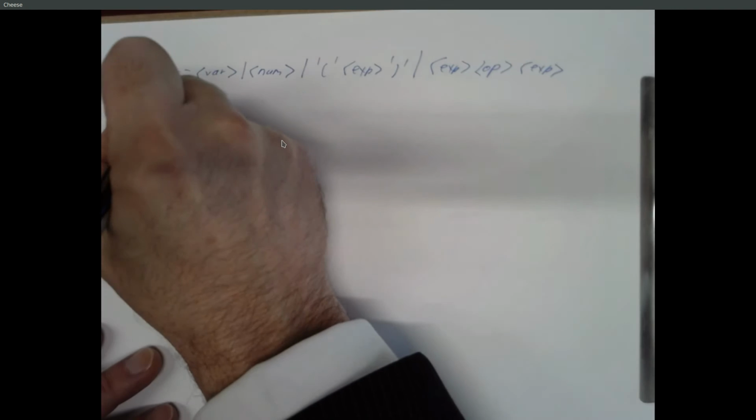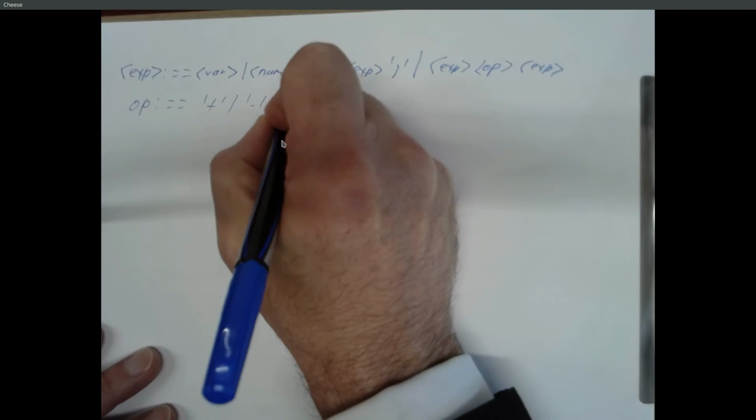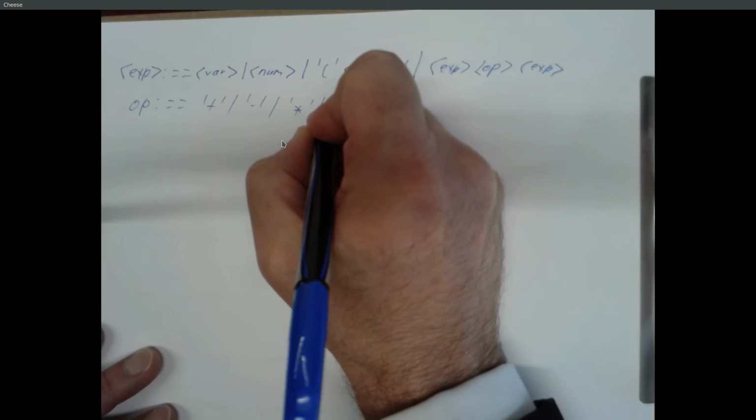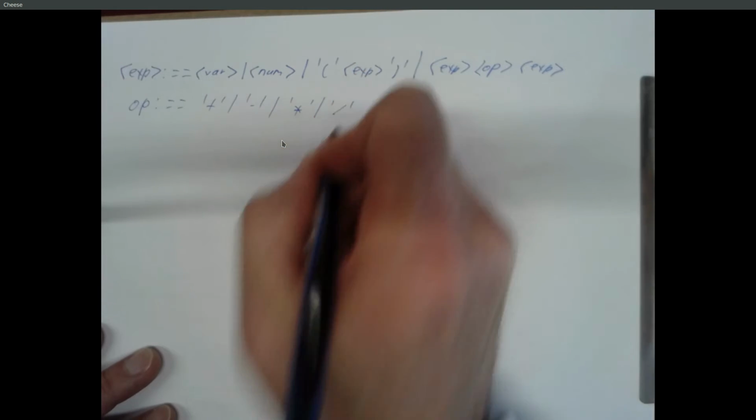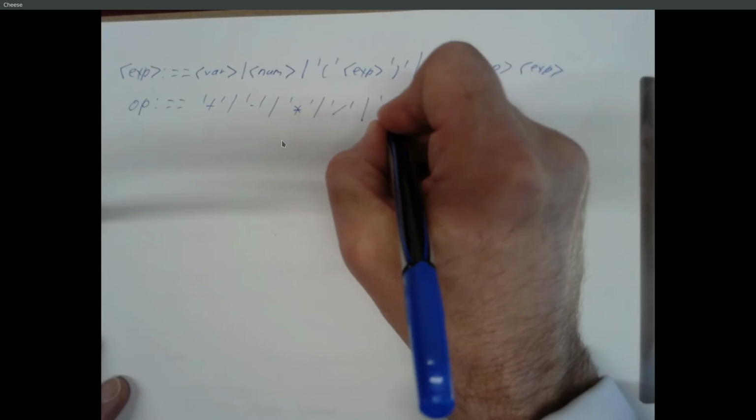And an operator is a plus or a minus or a times or a divide. Or mod. Yeah, we can throw in mods. Cool.